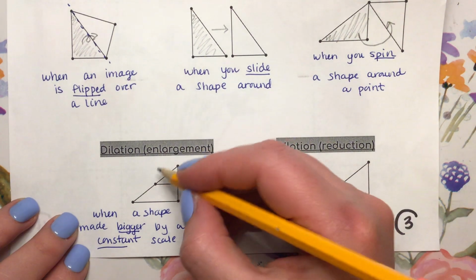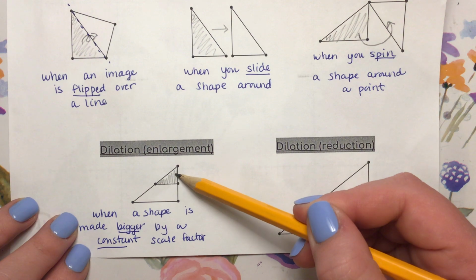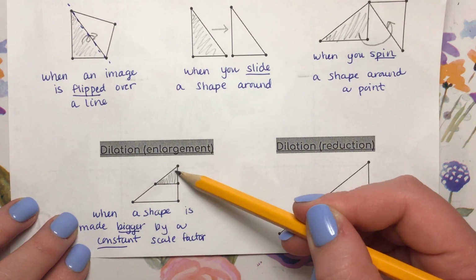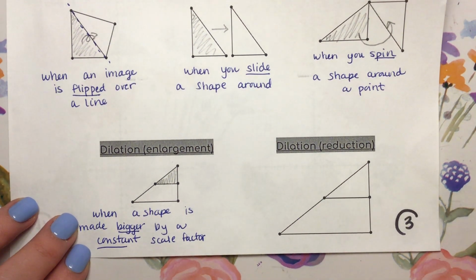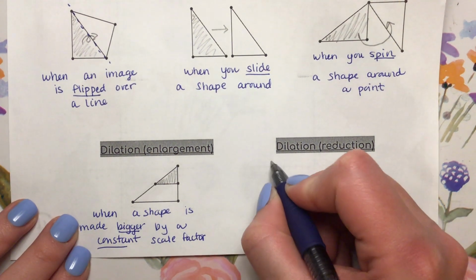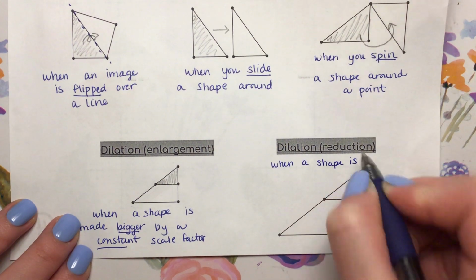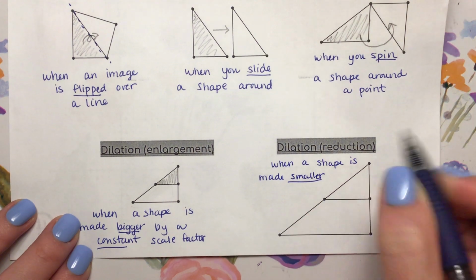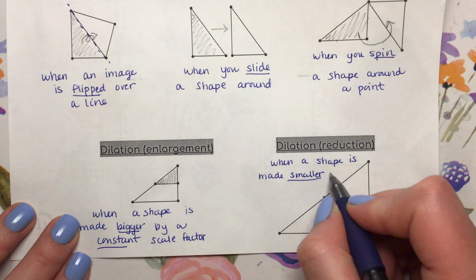So if this were the case, that would mean that the small image is the pre-image. The small image is where we started, and now this big triangle is the new shape that has taken place because it's an enlargement. Now, if it's a dilation that's a reduction, then that's when a shape is made smaller. But once again, it's important that we're using a constant ratio.